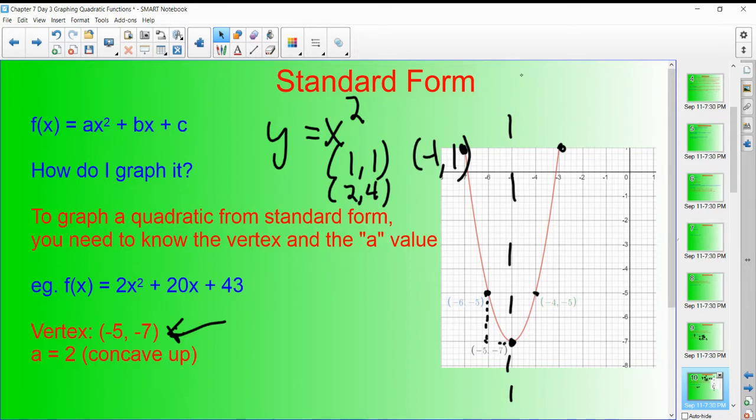My line of symmetry is x equals negative 5. It's the vertical line that goes through the vertex of the parabola. It's at the x value of negative 5. So to graph from standard form, you need the vertex, and you start at the vertex, and then the vertical stretch will tell you go left 1, up how many.